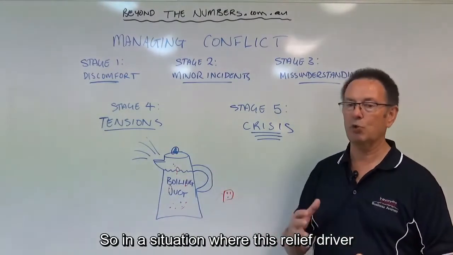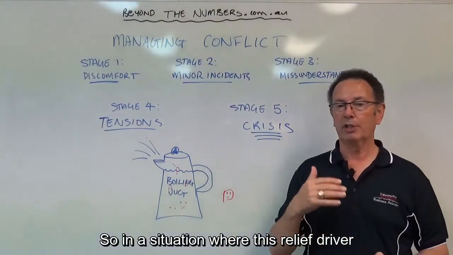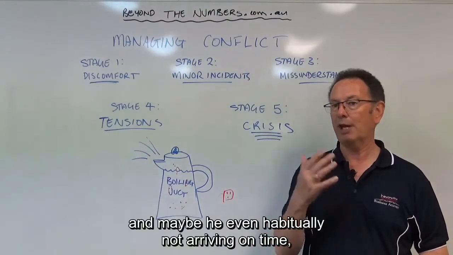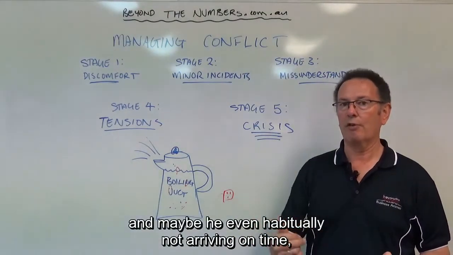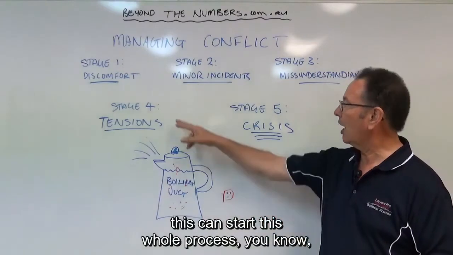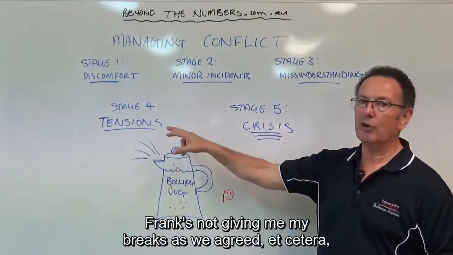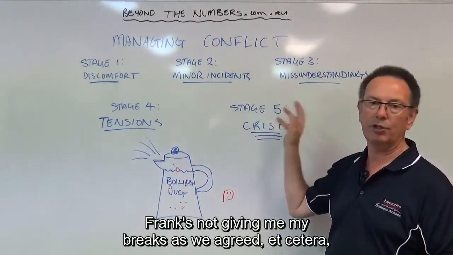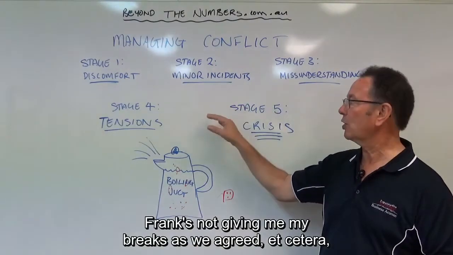The incoming driver swaps seats while this driver goes and has a short break, and then they keep that going. So in a situation where this relief driver has not arrived on time, and maybe even habitually not arriving on time, this can start this whole process. You know, Frank's not giving me my breaks as we agreed, etc.